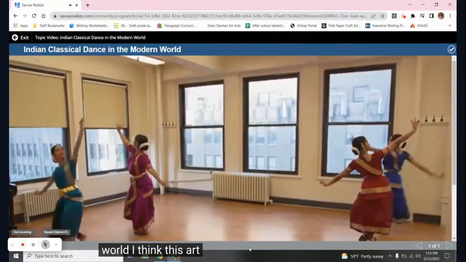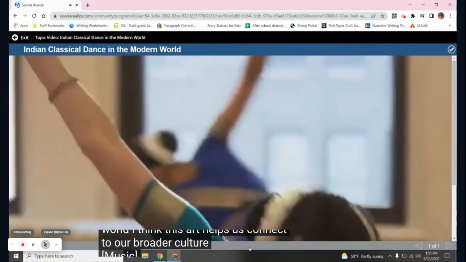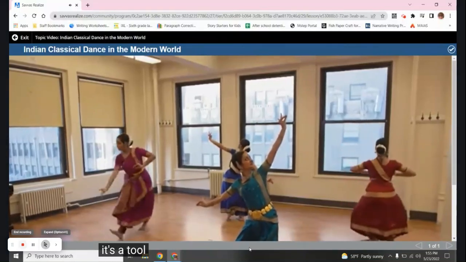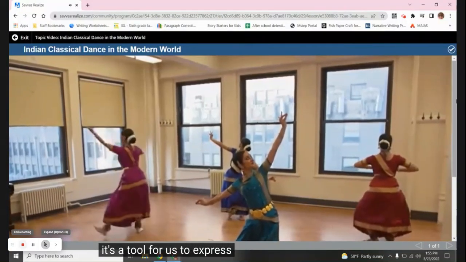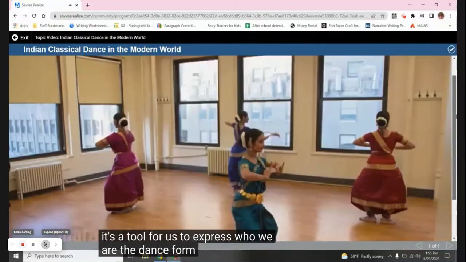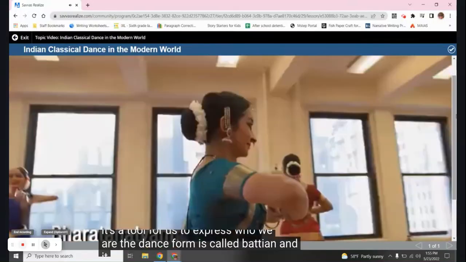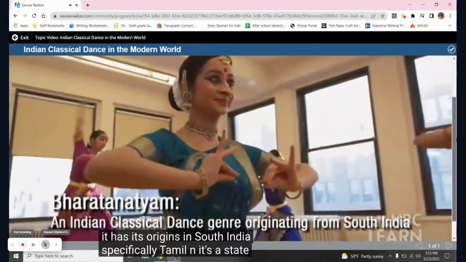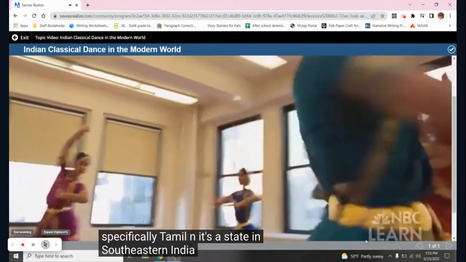I think this art helps us connect to our broader culture. It's a tool for us to express who we are. The dance form is called Bharatanatyam, and it has its origins in South India, and specifically Tamil Nadu. It's a state in southeastern India.